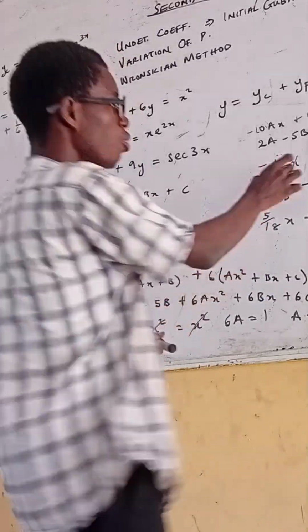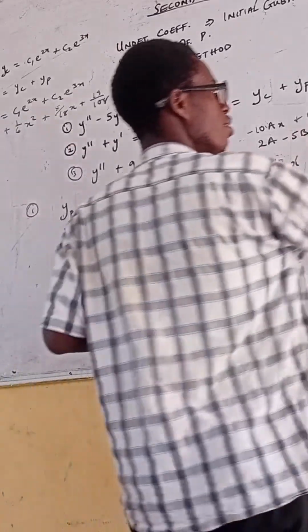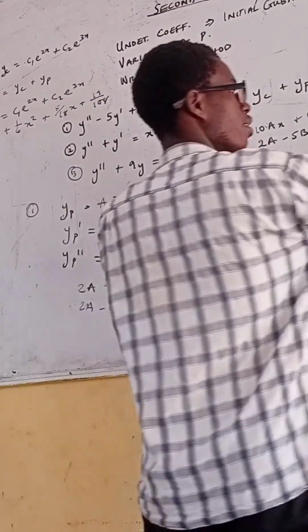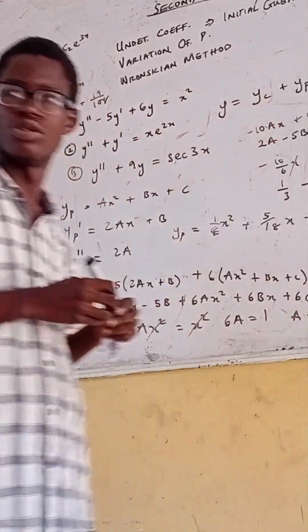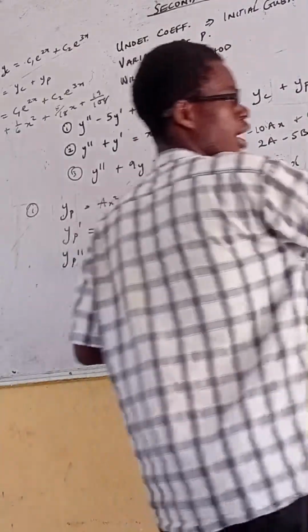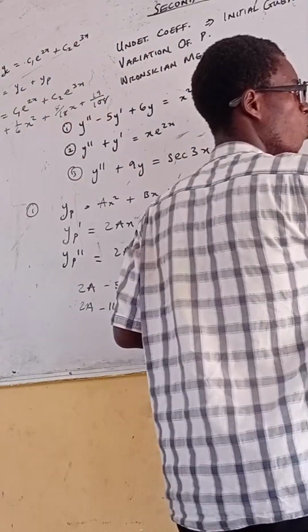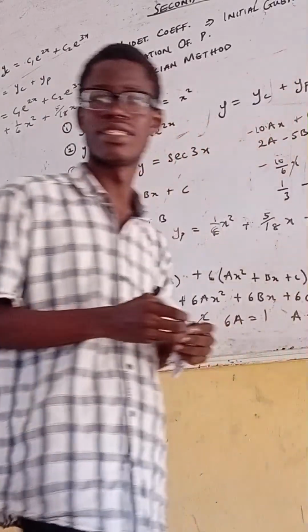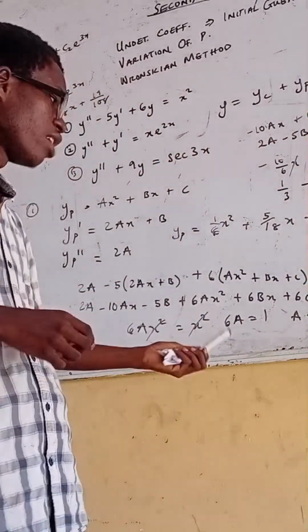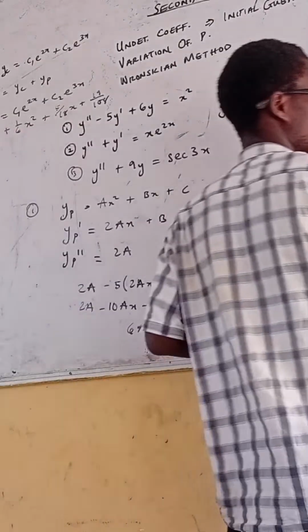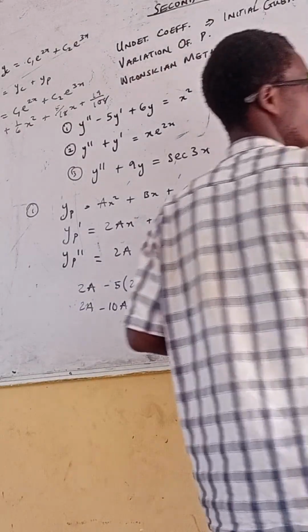Do you get it? I can bring this to the other side and say 6B equals 10 over 6. Do you get it? So I can now isolate B and say B equals, dividing both sides by 6, 10 over 36. Do you get it now? You have gotten A, you have gotten B. I can simplify this one to 5 over 18.